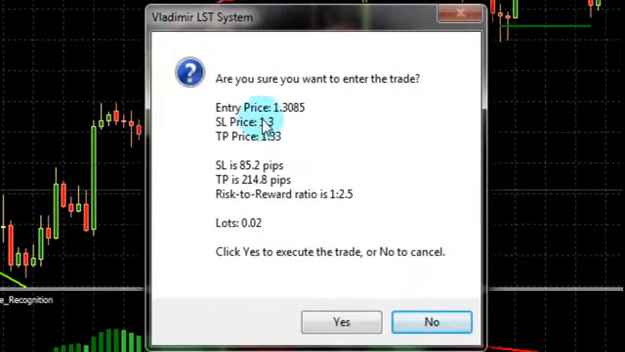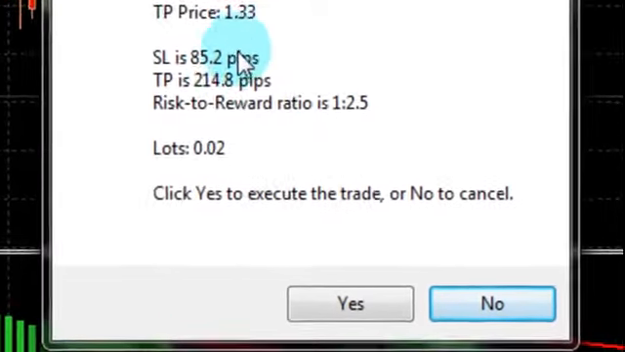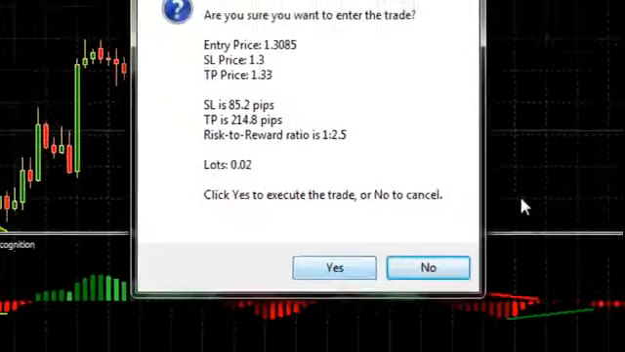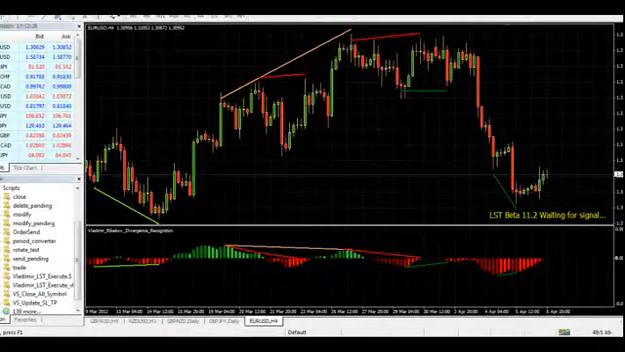Pay attention here. It gives me the details of the trade, the stop loss, the take profit, and most important, the risk reward ratio. Is it more than 1 to 2? Yes. Is it a good trade? Definitely. This is the lot size that will be opened. Once you click yes, the trade will be placed on your platform.